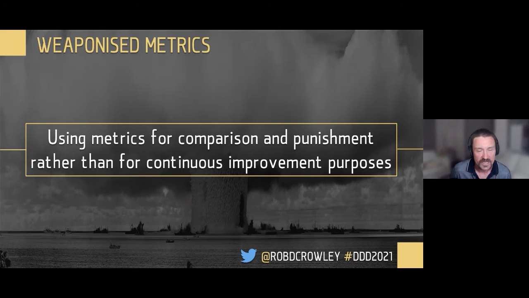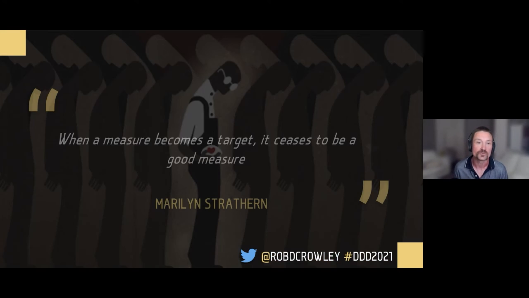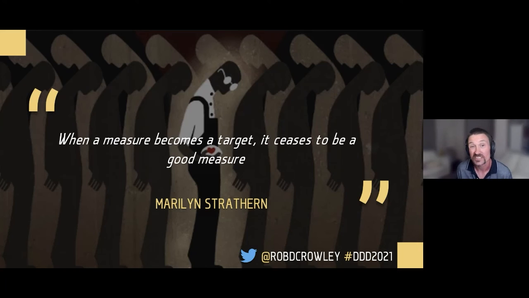The most worrying use of metrics, though, is when they become weaponized. And this is using metrics for comparison and punishment rather than continuous improvement, really using metrics for evil rather than for good. And that would be a manager using a metric to justify a consequence to apply upon a team within an organization, for instance. And again, there is actually a law for this, and it's Goodhart's law. And he stated that any observed statistical regularity will tend to collapse once pressure is placed upon it for control purposes. Again, managers abusing that information. Or to make that more generic, when a measure becomes a target, it ceases to be a good measure.